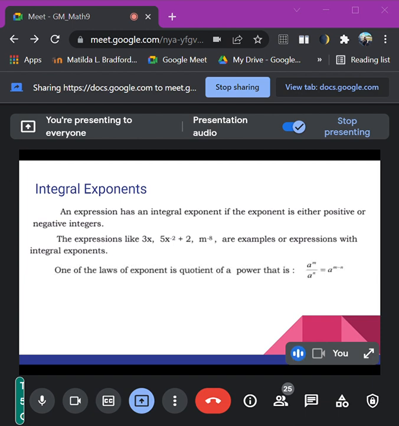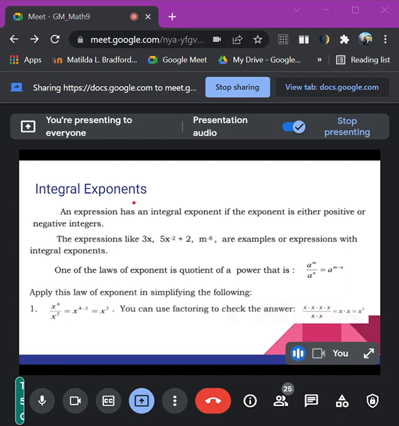Now, one of the laws of exponent is the quotient of a power, which looks like this. You have a raised to m over a raised to n is equal to a raised to m minus n. So this quotient of a power is also one of the most used, especially for integral exponents. Let's try to apply this quotient of a power as an example with integral exponents.